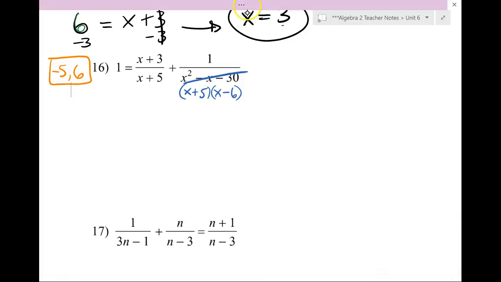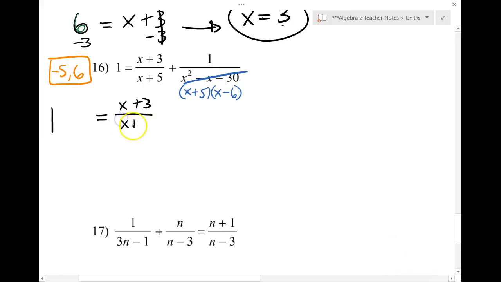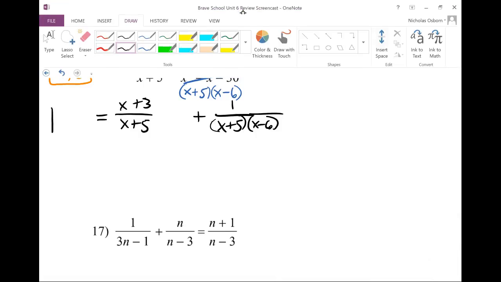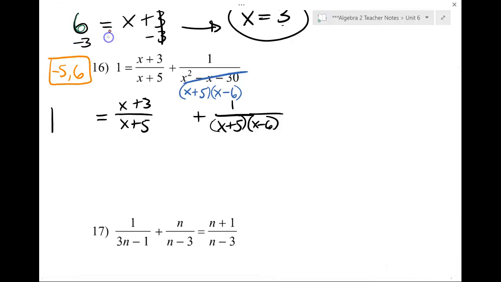All right, so now let's go ahead and do the rest of the work. Remember, give yourself some space. Rewrite the problem. And I already factored out this last expression, so I'm just going to leave it factored. X plus 5 times x minus 6. Okay. Now I need to figure out, what do I multiply to get rid of these denominators? Let's start with this one here. Okay, so I would have to multiply x plus 5 to get rid of this denominator.